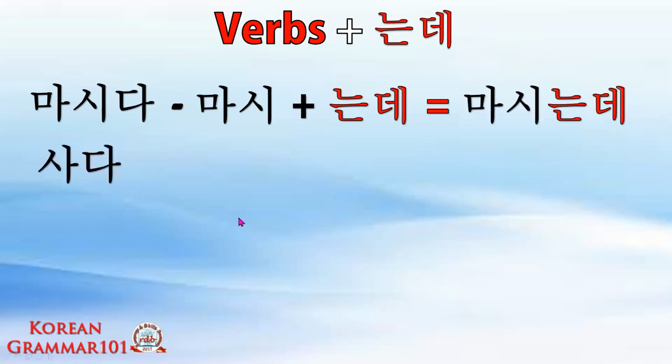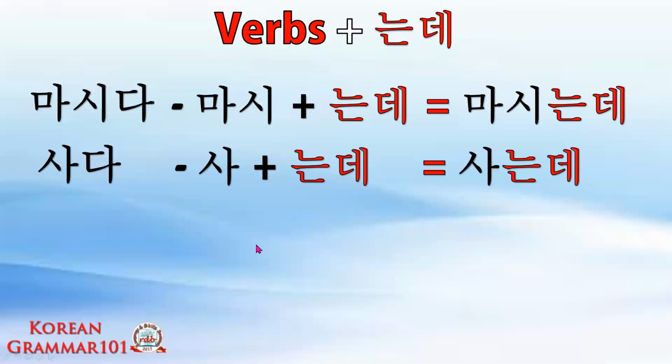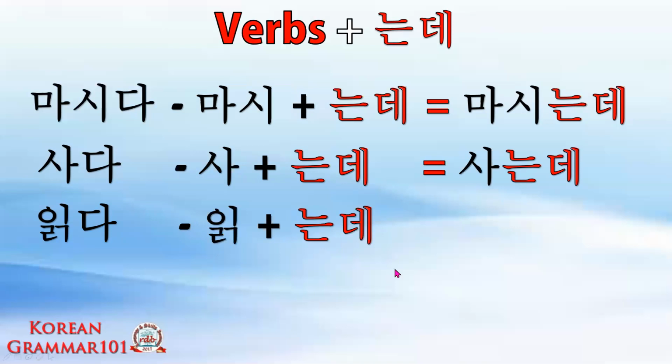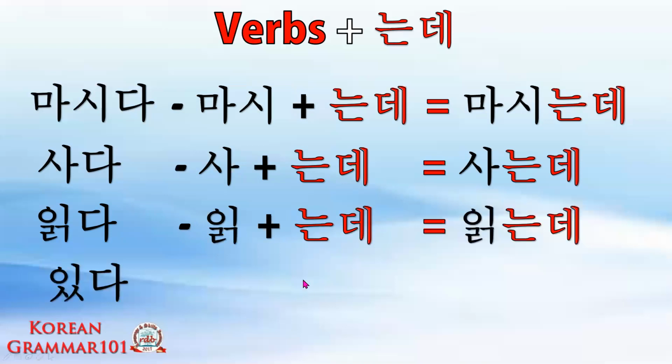The next one is sada. Sada is the verb that means to buy. So again, we need to take off this da or the verb stem, and the remaining word is sa, and we conjugate -nunde, so it becomes sanunde. The next word is ikda. This verb means to read. So again, we need to drop this da or the verb stem. The remaining word is ik plus nunde, it becomes iknunde. And finally, itta, this verb means to have. So from itta, we need to drop the da or the verb stem. The remaining word is it plus nunde, it becomes innunde.